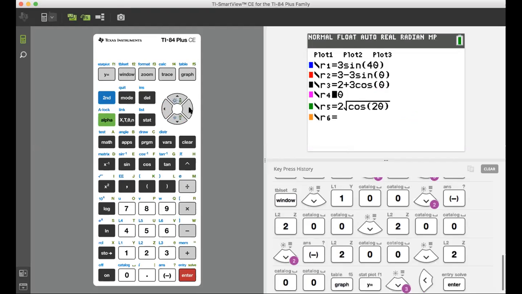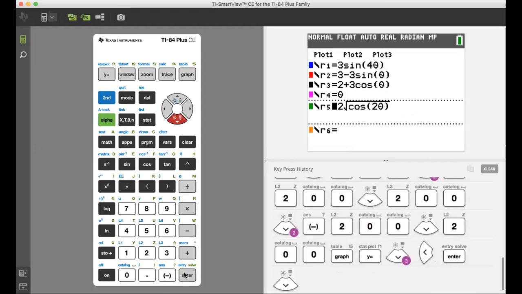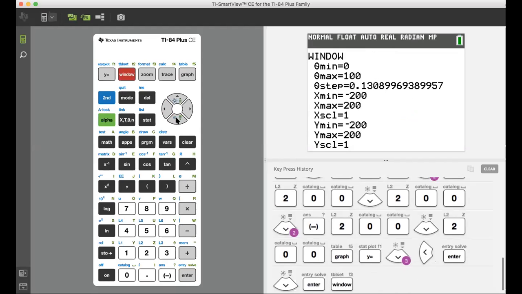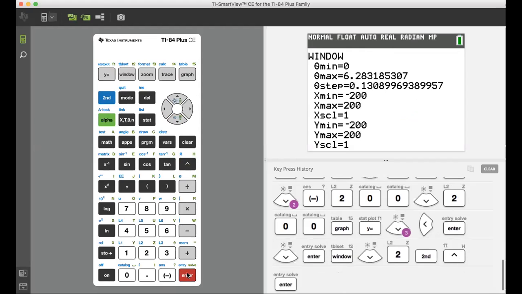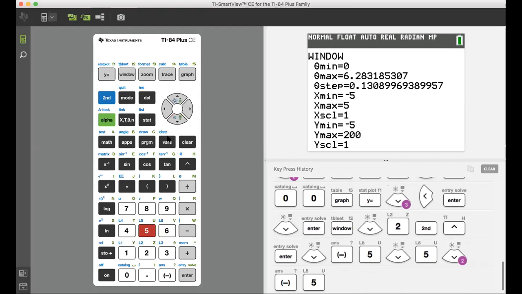So I'm turning off this one. Again, play around with it at your leisure. When I go to my window, I'm going to make my max go back to 2 pi. So I'm going to physically write in 2 pi, and that should make that 6 point whatever number. I'm going to keep my theta step pretty small, and I'm going to go back to negative 5, positive 5, negative 5, positive 5. And we'll see if we need to change from here.